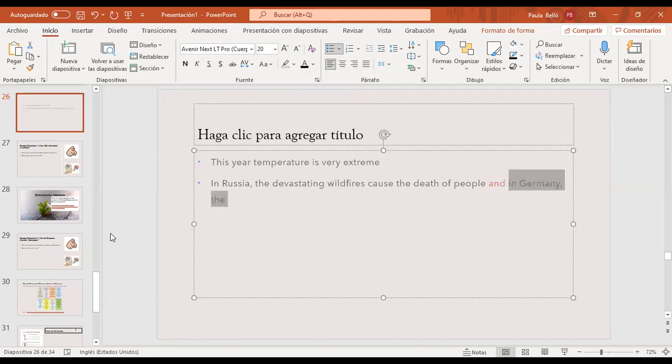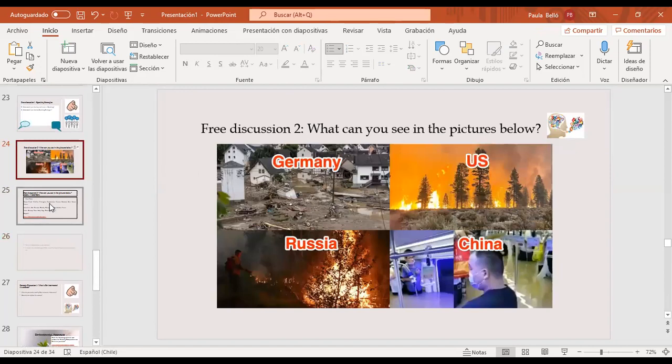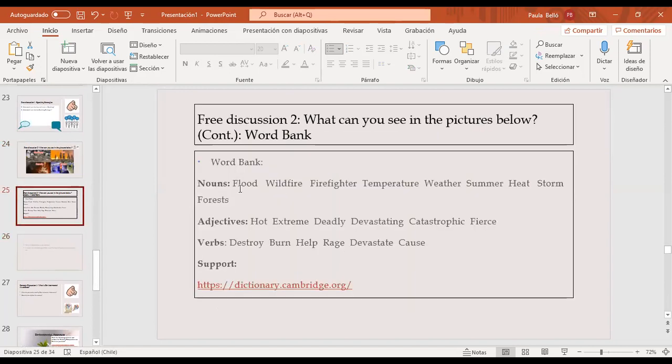what happens in Germany? Well, let's go back to our floods. So what can we say of flood? Which adjective? The flood, yes, Phoebe. Which adjective? An adjective for flood?